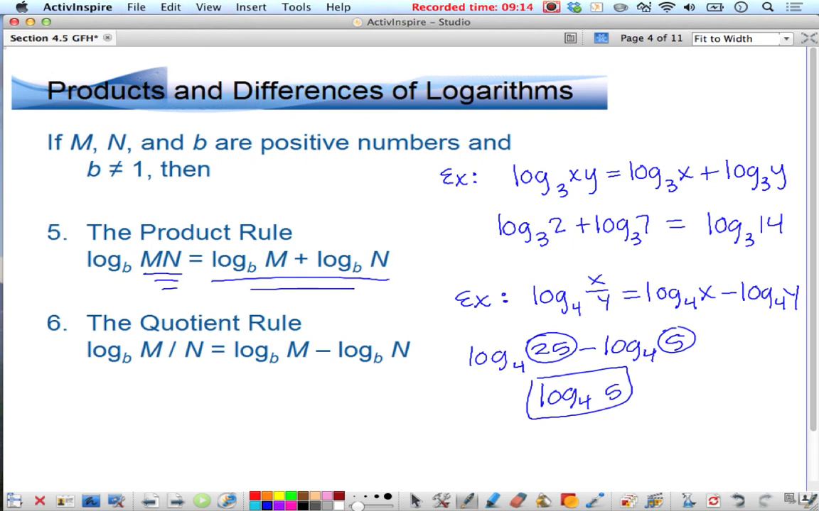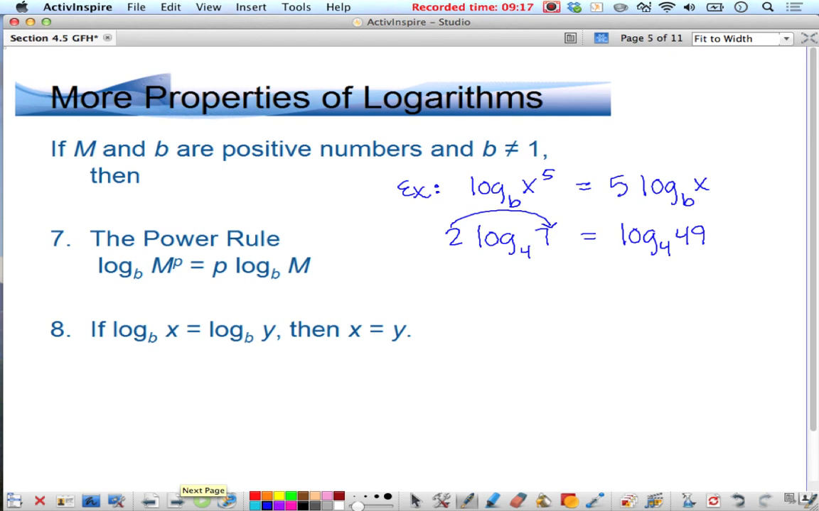And our final property here, number 8, before we start practicing these, says that if log base b of x equals log base b of y, then x has to equal y. Let's see if we believe that. Let's say we have log base b, well, let's give it an actual base. How about log base 7? Log base 7 of 4 equals log base 7 of x. Well, doesn't it make sense to you guys that if those two things are equal and everything else in there is equal, then it must be true that 4 equals x?